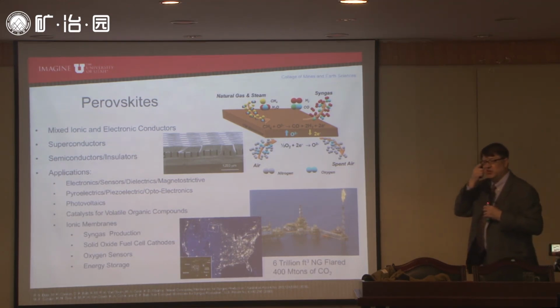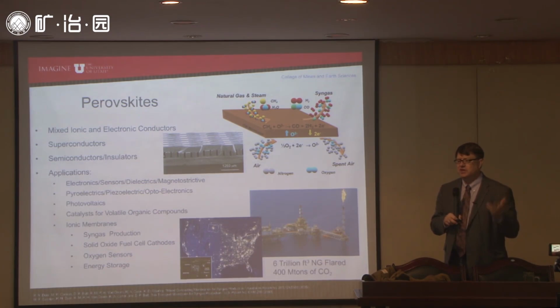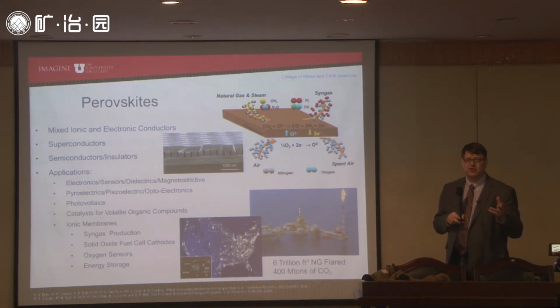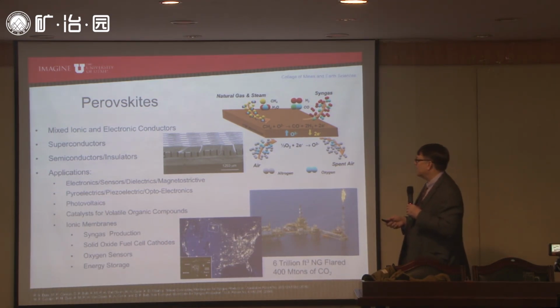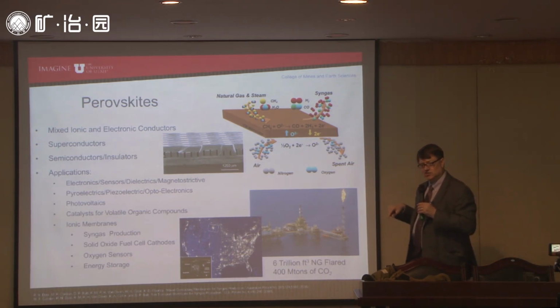All right, so perovskites. I'm guessing most of you know what a perovskite is. You probably learned a little bit about it if you have an introduction to materials textbook, if you've taken material science. They're a fairly common crystal structure. They have the composition ABO3: cation A, cation B, and 3 oxygens.